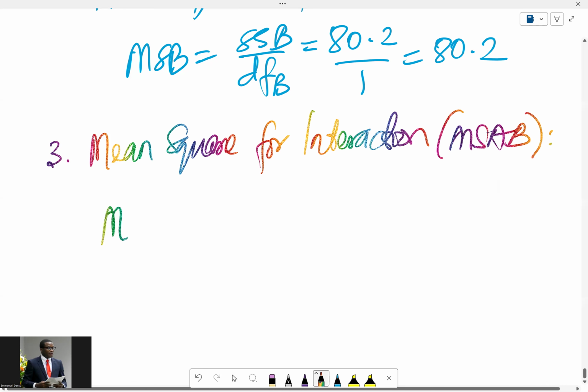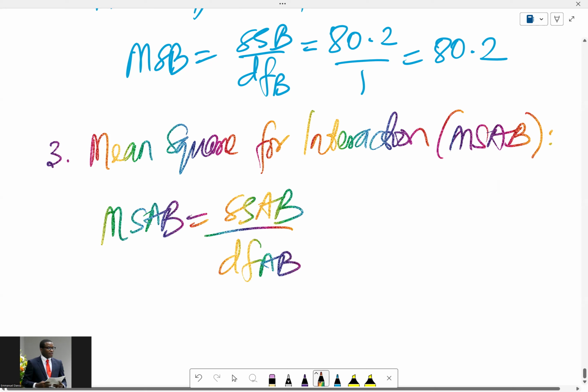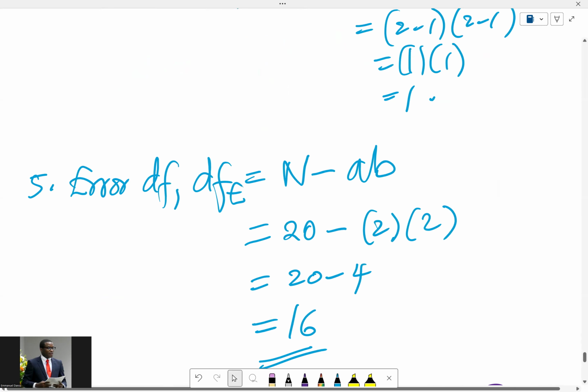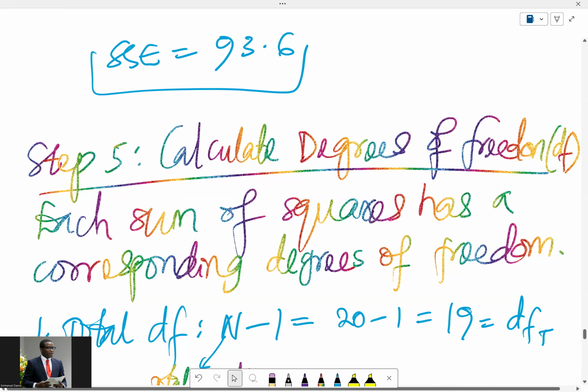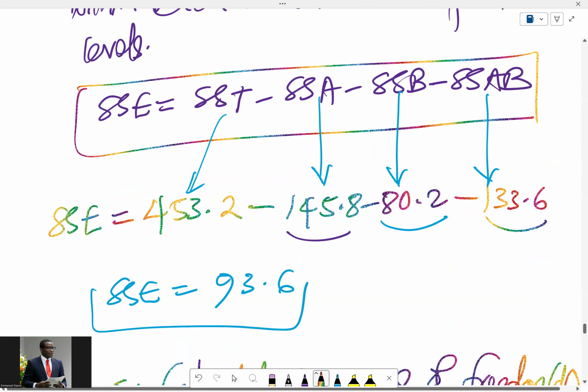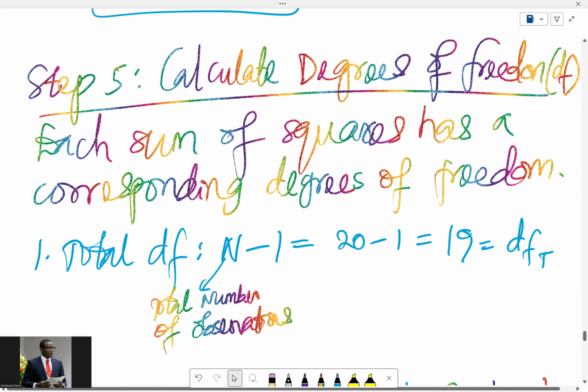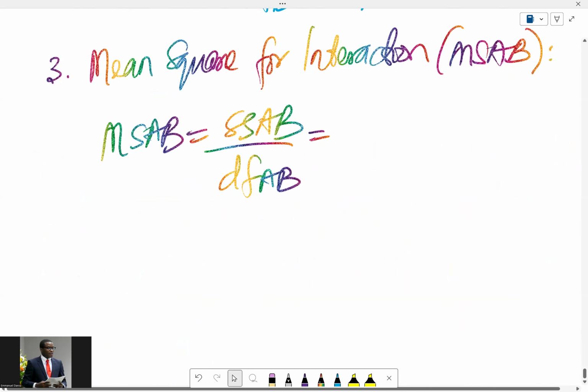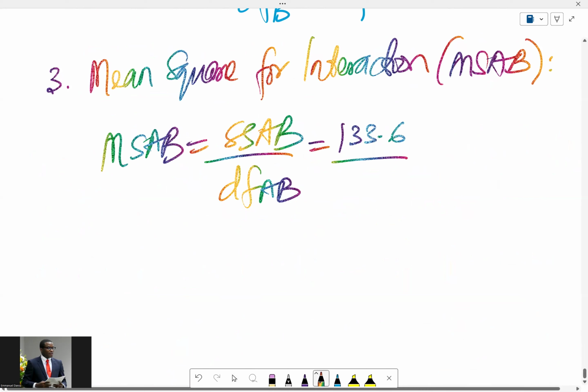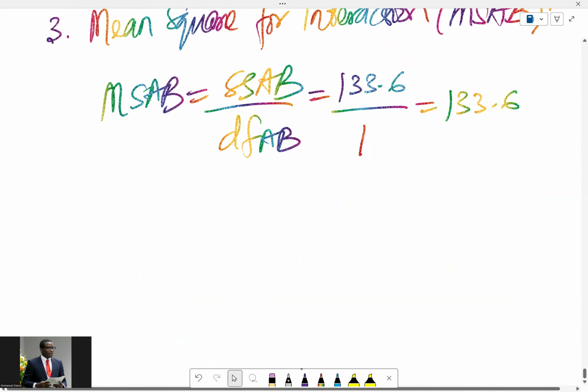MSAB is simply SSAB divided by degrees of freedom for AB. My SSAB is 133.6, and DFAB is 1. That is simply 133.6.